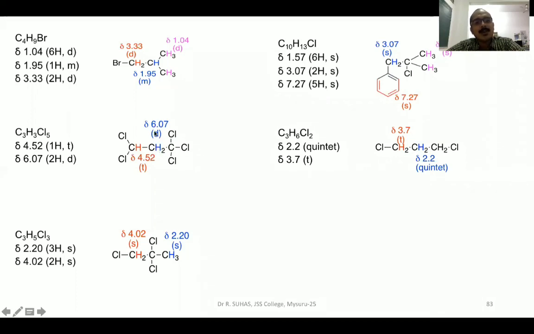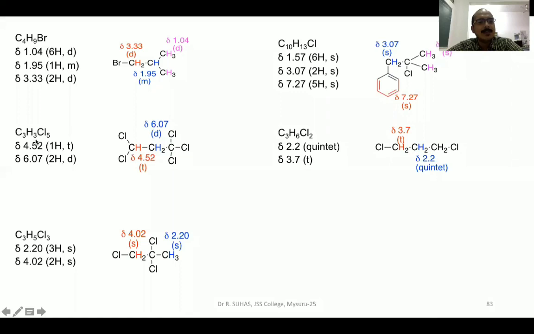This CH2 has got the delta value of 6.07 because this is directly coming in contact with 3 chloro groups. As the number of electron withdrawing groups increases, delta value also increases, that we have studied earlier. Whereas this has got only 2 chloro, that's why the value will be only 4.2. This is having a neighbor of 2 protons, 2 plus 1 is 3, that's why it is appearing as a triplet. Whereas this is having a neighbor of only 1 proton, 1 plus 1 is 2, that's why it is appearing as a doublet.